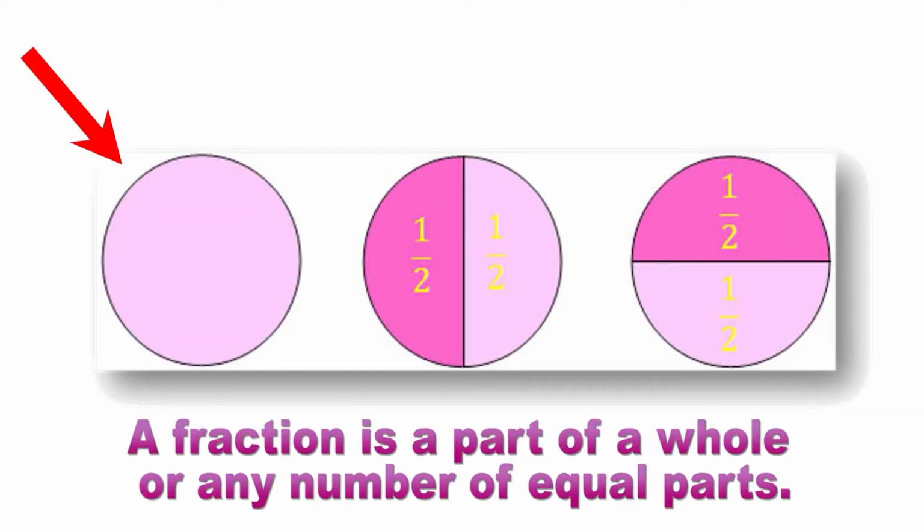On the screen, you should be seeing a whole circle, which is shaded in pink. Then next to it, you should be seeing two other circles. Now those circles are divided into halves. The first one has a line straight down the middle, showing you half. The other one has a line straight through it. That is also showing you half. A fraction is a part of a whole or any number of equal parts.